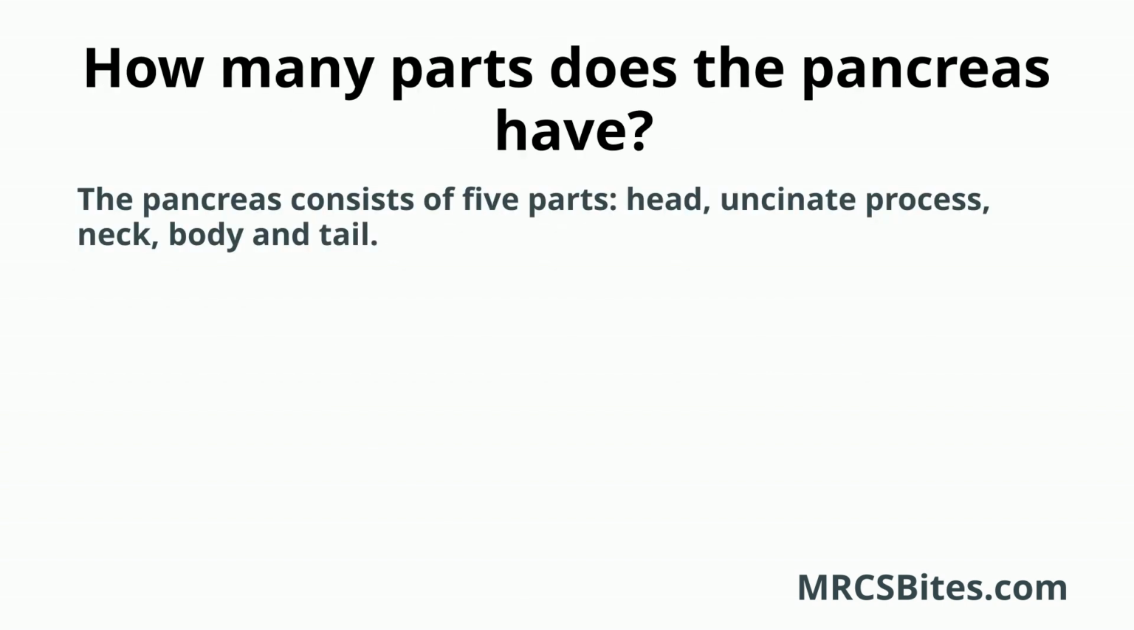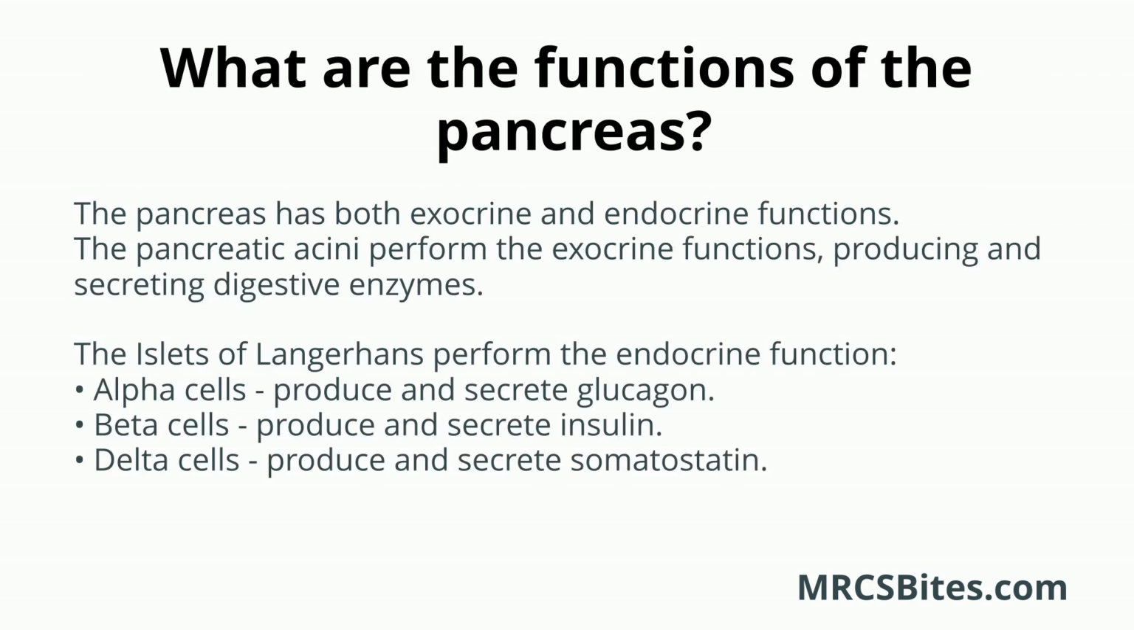How many parts does the pancreas have? The pancreas consists of 5 parts: head, uncinate process, neck, body, and tail. What are the functions of the pancreas? The pancreas has both exocrine and endocrine functions.